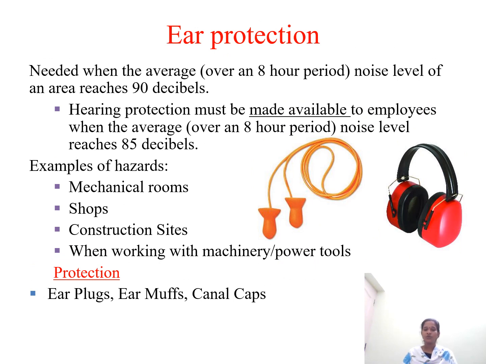Ear protection. Ear protection is needed when the average noise level of an area reaches 90 decibels. Usually hearing loss occurs as a result of damage to the delicate structure of the ear. Ear protection must be made available to employees when the average noise level reaches 85 decibels. Examples of hazards include mechanical rooms, shops, construction sites when working with machinery or tools. Usually ear plugs, ear muffs, caps and canal caps are recommended as the personal protective equipment to protect ears.